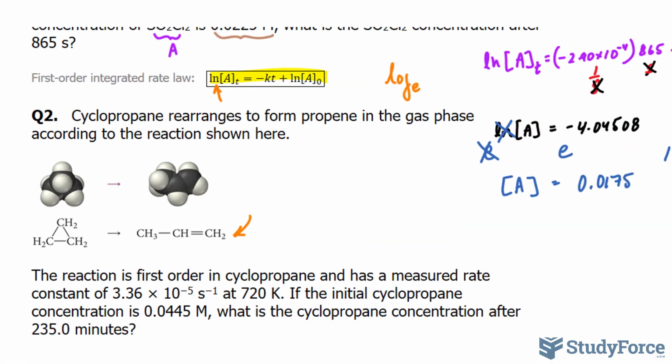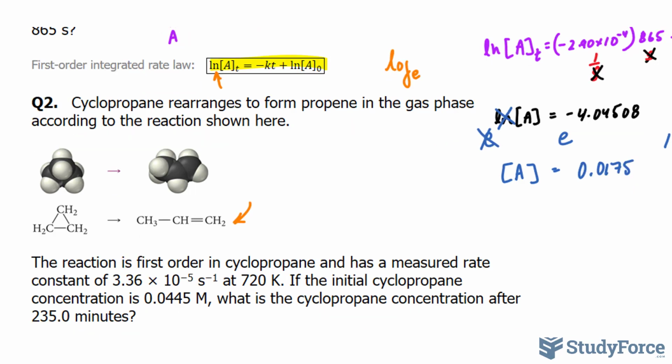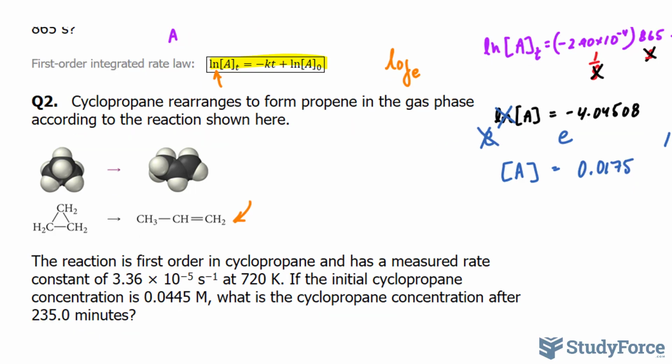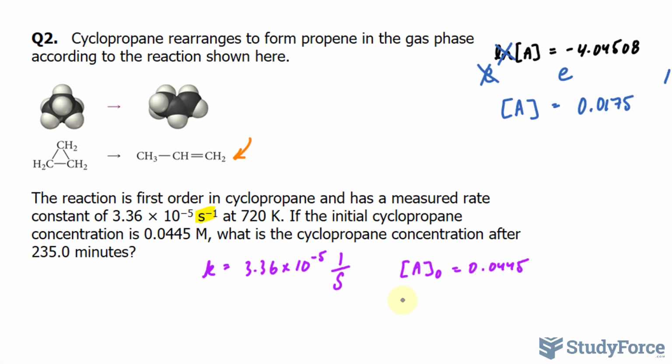To do this problem, we'll need the first order integrated rate law, and that's highlighted right here from question number 1. I'll keep it on the screen so we can refer back to it. We've been told that k is equal to our constant 3.36 times 10 to the power of negative 5, and since it's first order, we have s raised to the power of negative 1, so the units are 1 over s. The initial concentration, let's call that A sub 0, is 0.0445, and we are looking for the final concentration, which I'll refer to as A sub t, is equal to, I'll put a question mark.